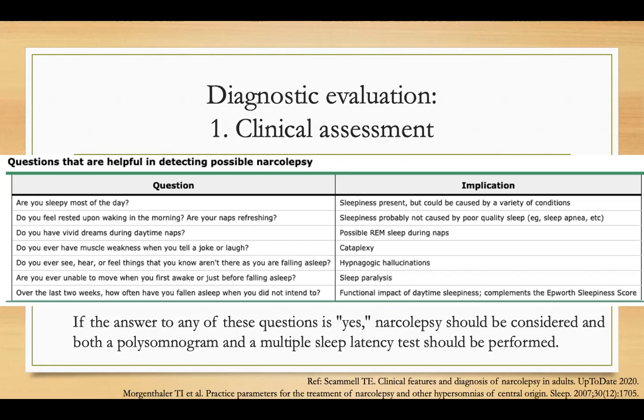And are you ever unable to move when you first awake or just before falling asleep? This is sleep paralysis. And lastly, over the past 2 weeks, how often have you fallen asleep when you did not intend to? This implicates functional impact of daytime sleepiness. If the answer to any of these questions is yes, narcolepsy should be considered, and both a polysomnogram and a multiple sleep latency test should be performed.